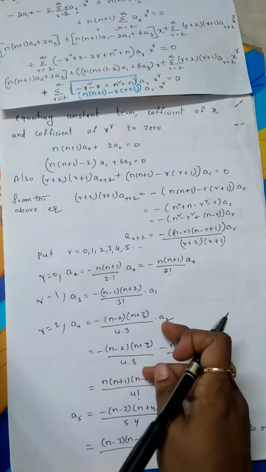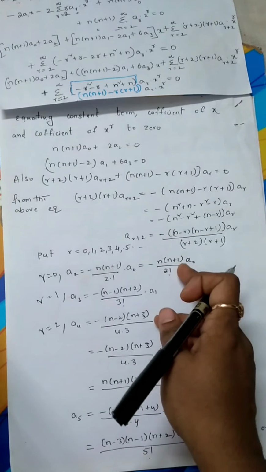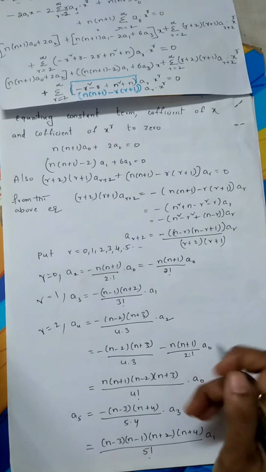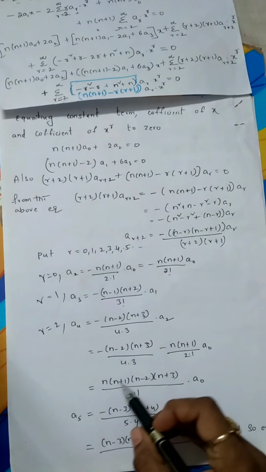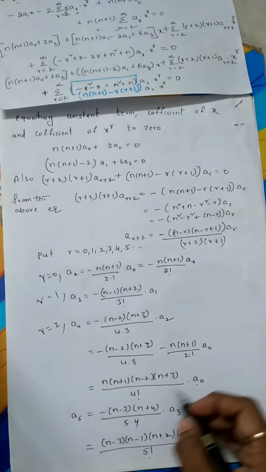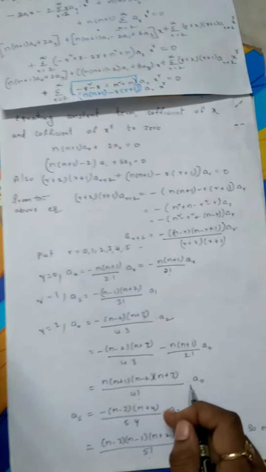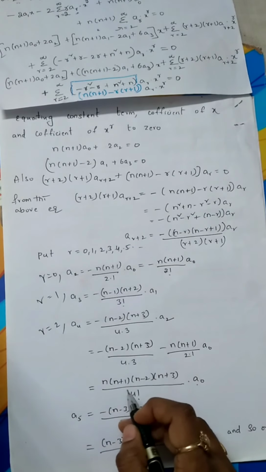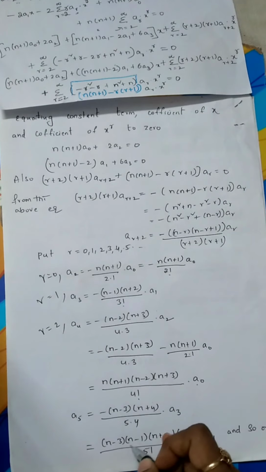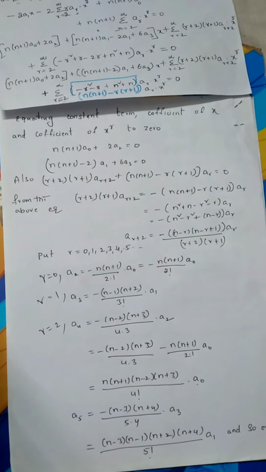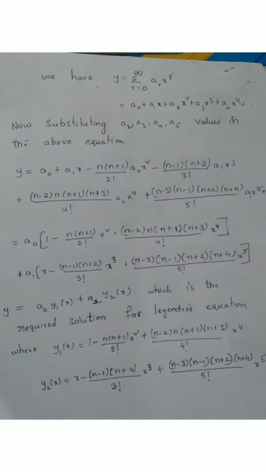Here I am substituting the a2 value and again writing the equation. So finally a4 equals n(n+1)(n-2)(n+3)/4! a0. Similarly, substituting r equals 3, a5 equals (n-3)(n-1)(n+2)(n+4)/5! a1, and so on.